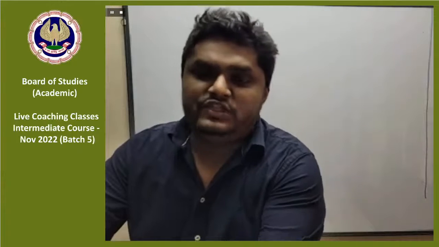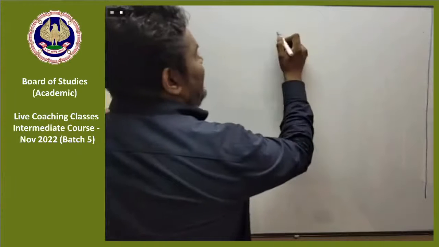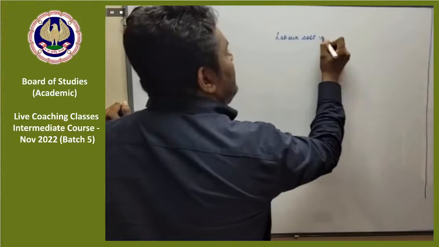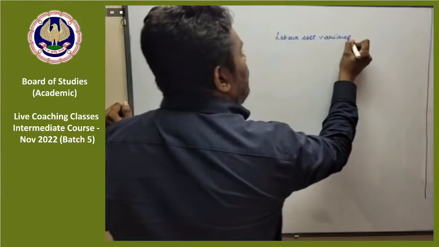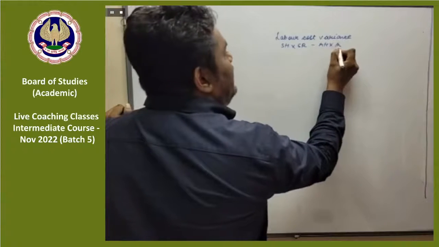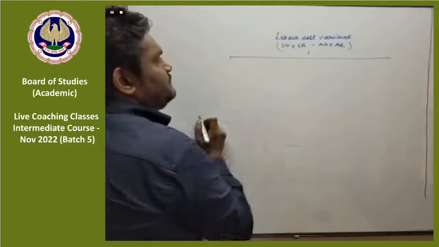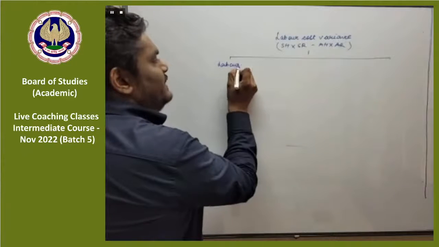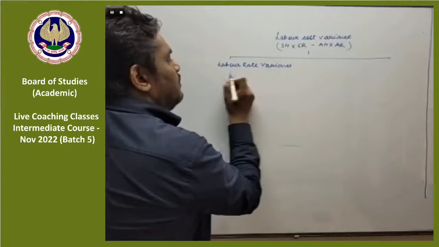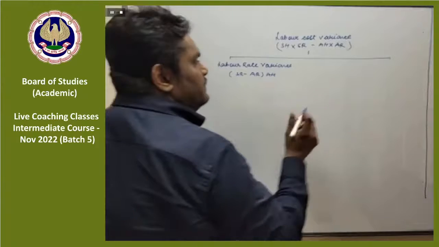Guys, we have finished material and labor variances. Just to give you a brief of labor variances, the first one we discussed was labor cost variance. It was standard hours into standard rate minus actual hours into actual rate. Next we discussed labor rate variance: standard rate minus actual rate into actual hours.